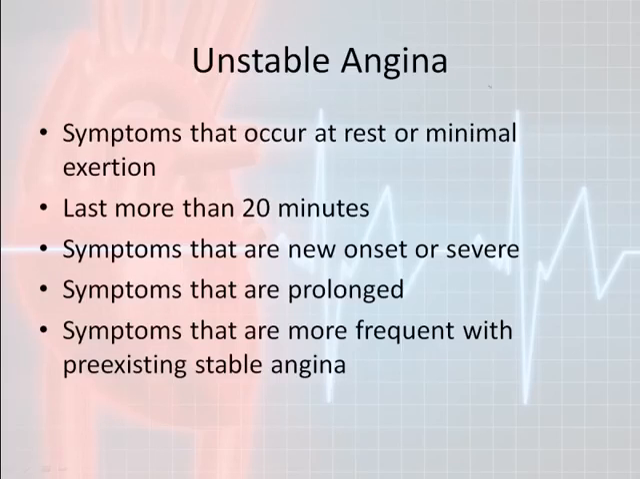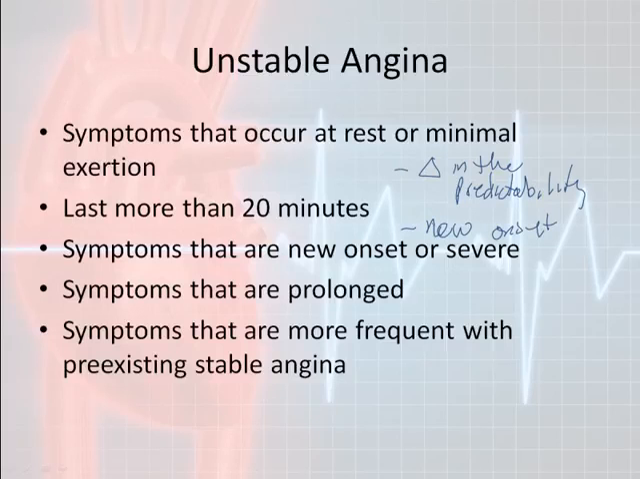Unstable is when there is a change in the predictability, or it is a new onset. These are the two keys that make it unstable. Symptoms that occur at rest or minimal exertion. Symptoms that last more than 20 minutes are automatically considered unstable. Symptoms that are new or more severe, that would be a change in the predictability if they're more severe. Symptoms that are prolonged, for example, longer than 20 minutes.